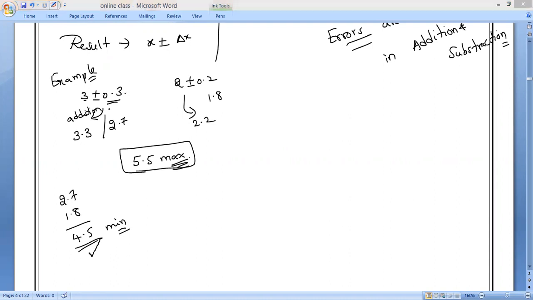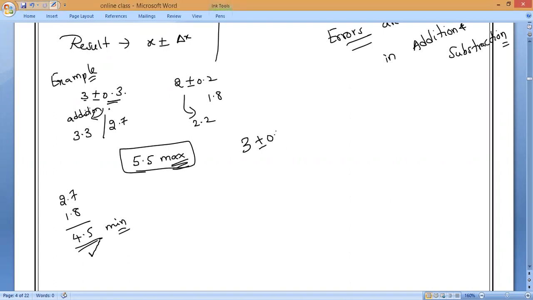Now, minimum, when we are getting the minimum, now you tell me, for example, subtraction I am doing, x and x. So 3 plus or minus 0.3 and 2 plus or minus 0.2. Now you tell me, if I am doing the subtraction, how much will it come, everybody? Subtraction of 3 and 2 first.